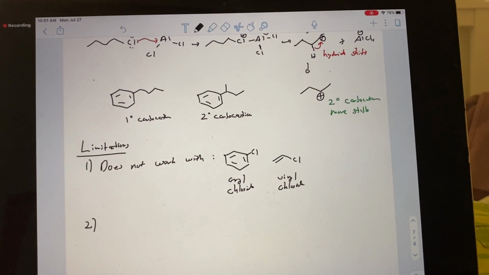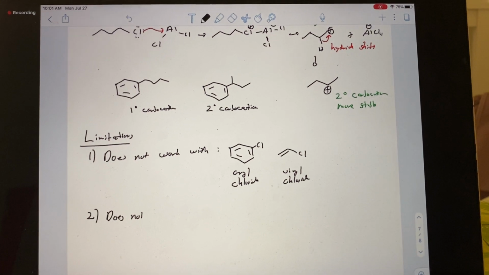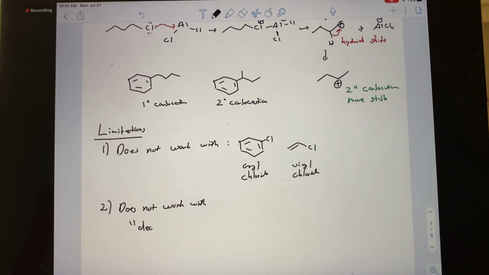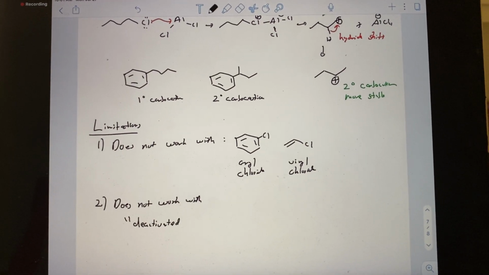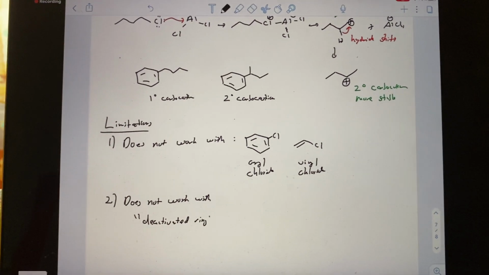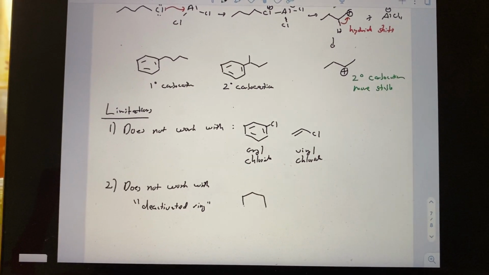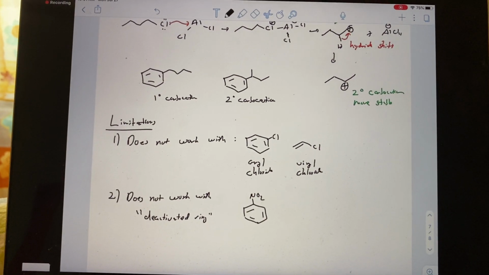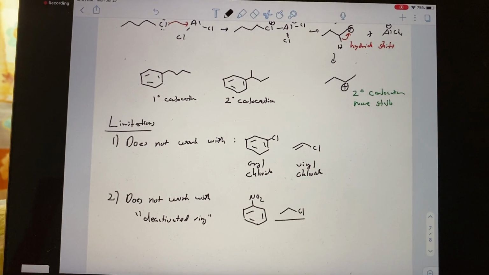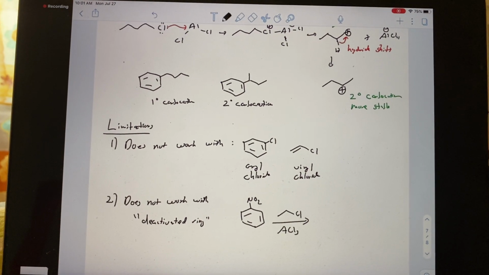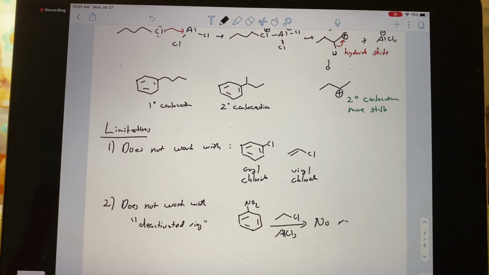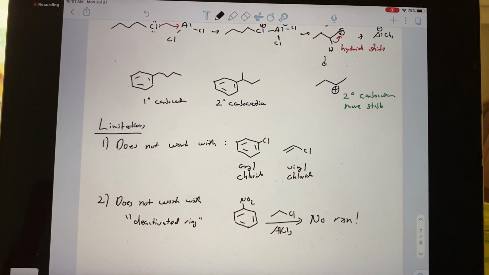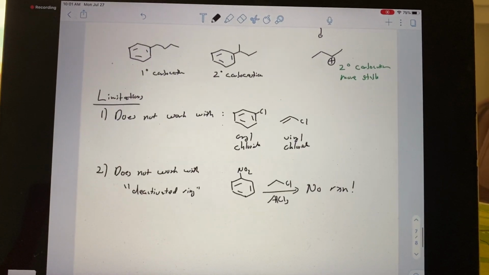Number two is it does not work with deactivated systems. And that's going to be the second part of our discussion today. So let's call it a ring. So if we have a highly electron withdrawing group, nitro is a classic example of that, and we wanted to add this alkyl chloride, AlCl3, it would have no reaction. So it's limited in terms of the sorts of aromatic systems that you can use.